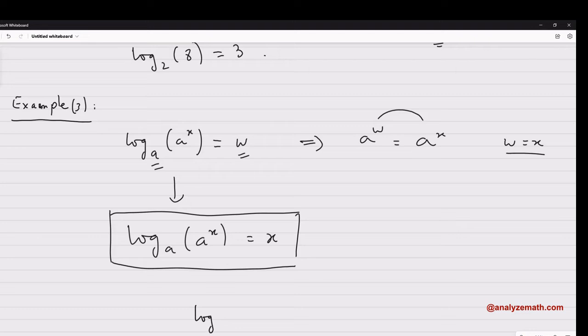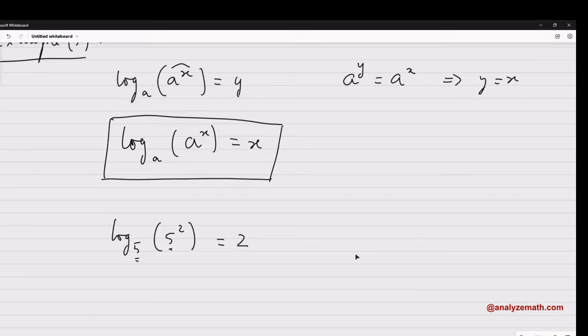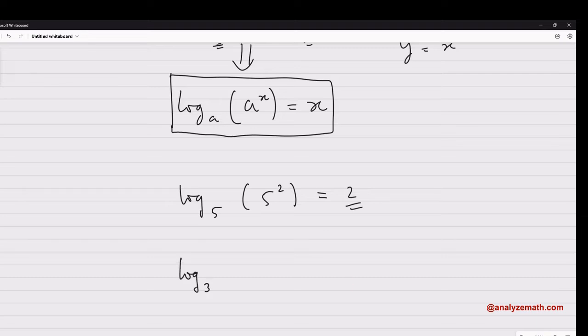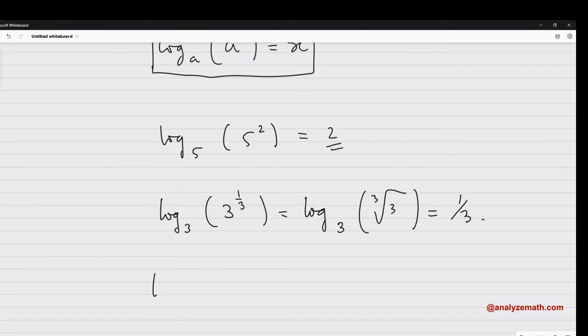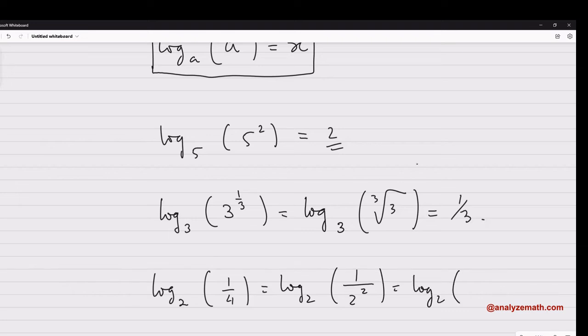So now let's take some numerical examples. Log base 5 of 5 squared gives me 2. Another example, log 3 of 3 to the power 1/3, which is in fact log 3 of the cube root of 3, is equal to 1/3. Let's go for more examples. Log base 2 of 1 over 4 is equal to log base 2 of 1 over 2 to the power 2. I use the negative exponent to write it like this, and all this is equal to negative 2. So very easy to simplify.